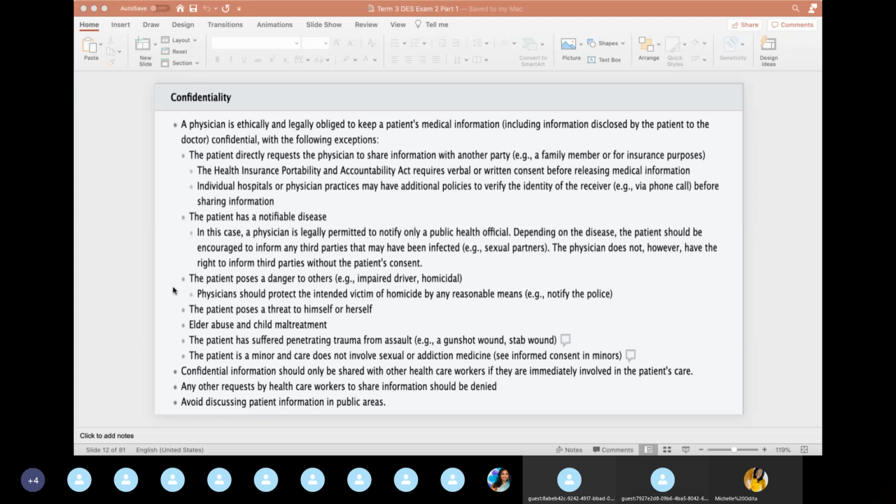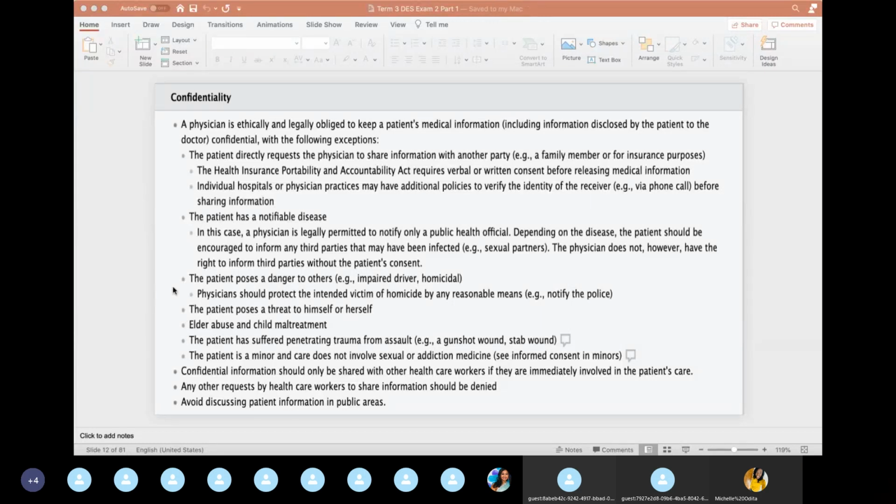Or the patient has suffered penetrating trauma from assault, like a gunshot wound or a stab wound, and the patient is a minor, and care does not involve sexual or addiction medicine. So, high yield point, confidential information should only be shared with other healthcare workers if they are involved in the patient's care. If they are not involved in the patient's care, then it's a no-no.